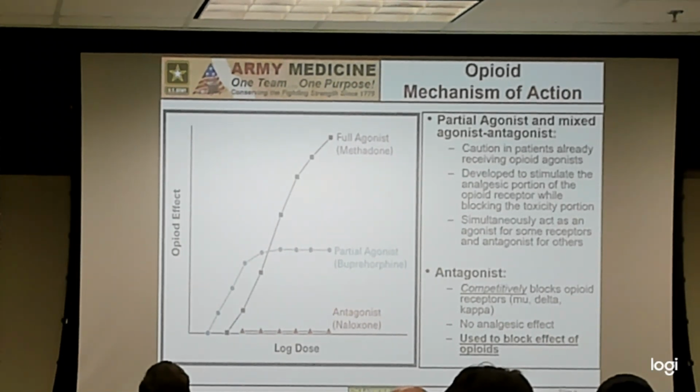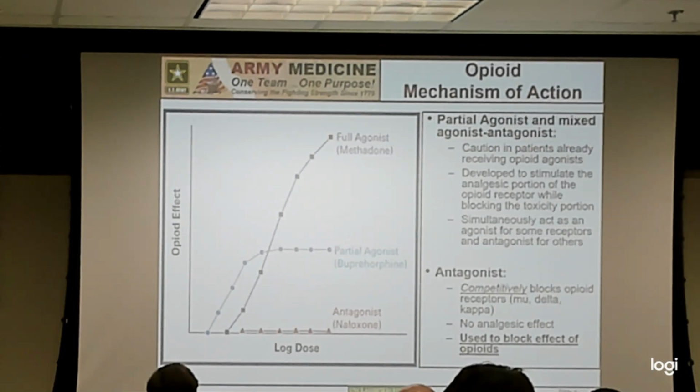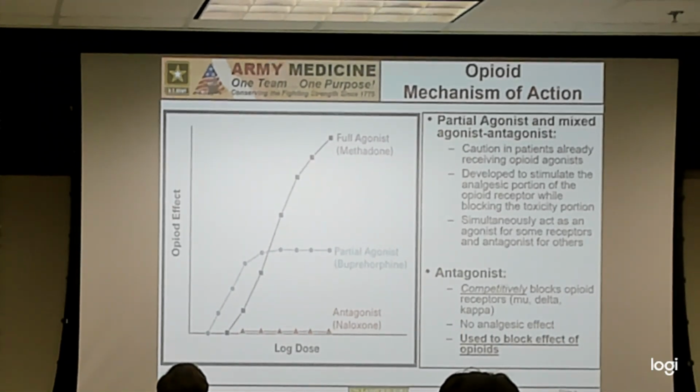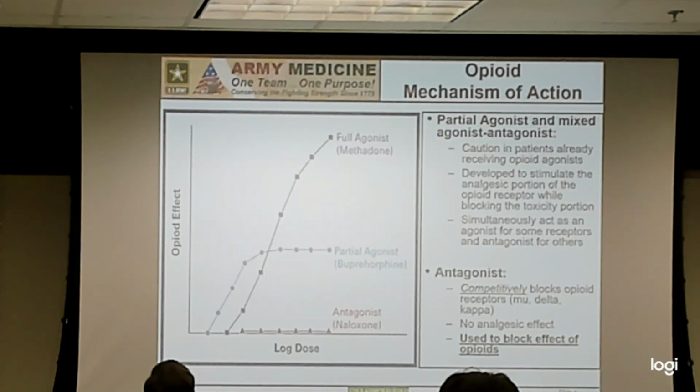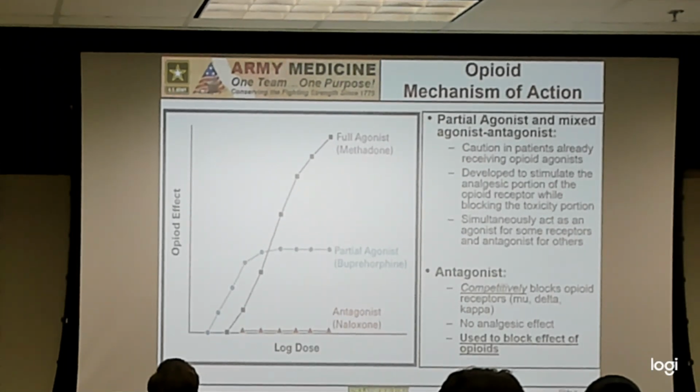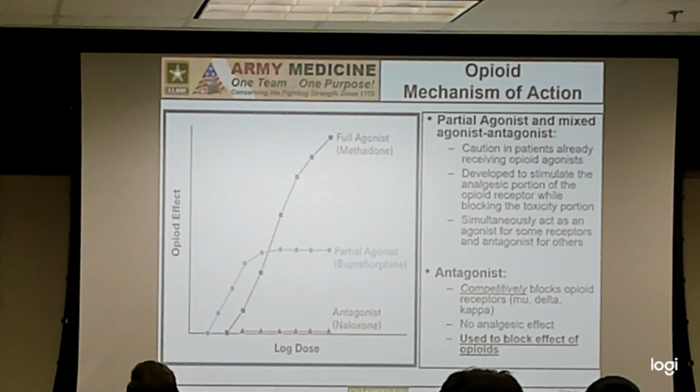Okay? When you're looking at your antagonist, you're competitively blocking that opioid from binding to the mu receptor, so you're not going to get the effect that you're wanting. It is antagonizing at that receptor. So if I'm sitting on this receptor, I'm like, you can't sit here, you can't sit here. You're not going to get that opioid effect because the antagonist is sitting on that receptor. Okay? So what's important there is that you see that there's no analgesic effect. It's just blocking you from getting your analgesic effects from your opioids.